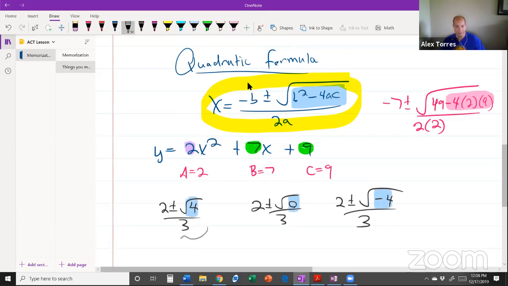And here you would have 2 plus 2 over 3, 2 minus 2 over 3, 2 answers. Here you'd have 2 plus or minus nothing over 3. It's just 2 over 3. It's one answer. And here you'd have a negative under a radical. That's not allowed in the world of math. So we have no answers, no solutions, as is more popularly called there.